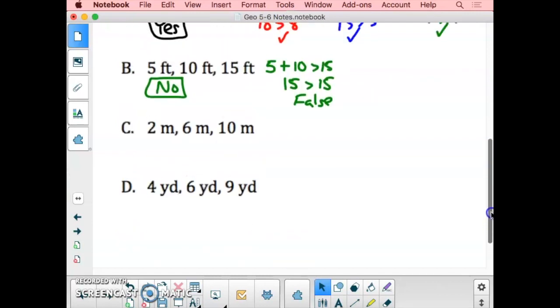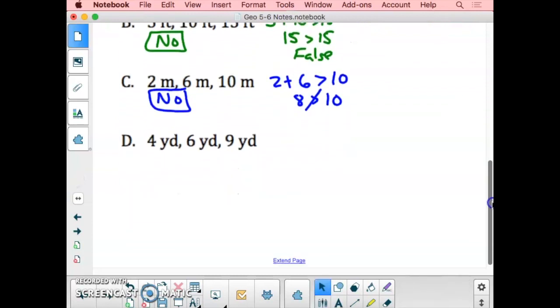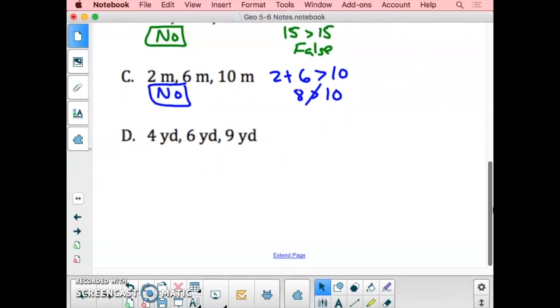Okay? In this one, we're also going to have a pretty quick one because 2 plus 6, comparing that to 10, 8 is not bigger than 10, which means this one is also not possible. You can't make a triangle with those three side lengths. Okay? Last one before we make this a little bit trickier, 4 and 6 and 9.